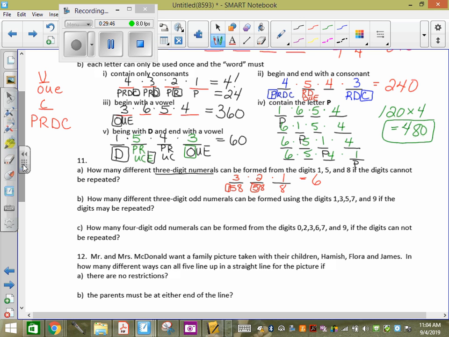How many different 3-digit odd numerals? What does odd mean, guys? Not even, true. That's just the opposite, though. That's actually not the definition of odd. What does odd mean when we have these? The last digit is odd. So 1, 3, 5, 7, 9. They're actually all odd.